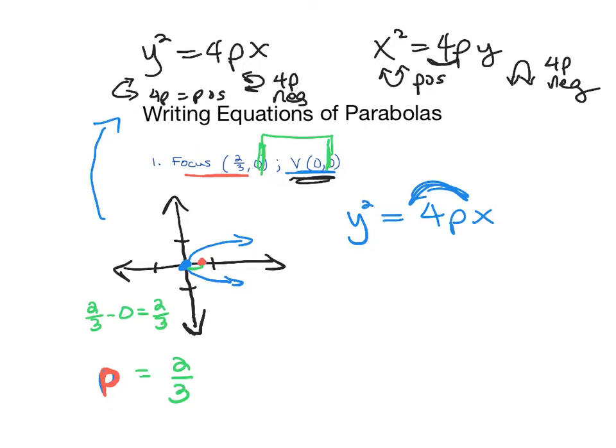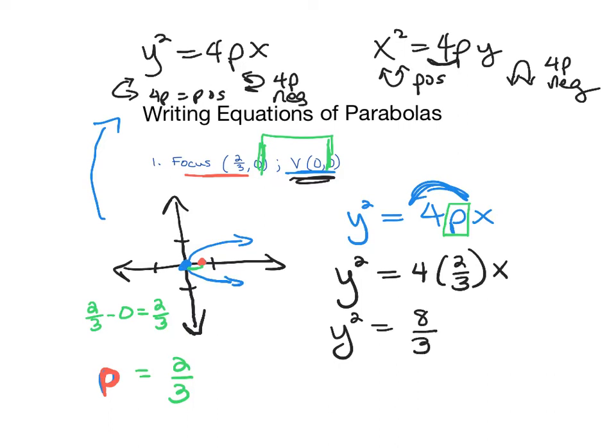So what I'm going to do is come over to my equation, and I'm going to replace p with 2/3. So y squared equals 4 times 2/3 x. And now I just need to multiply the 4 and the 2/3, and that will give me my equation. So y squared equals 8/3 x is the equation with a focus point of 2/3, 0, and a vertex at the origin.